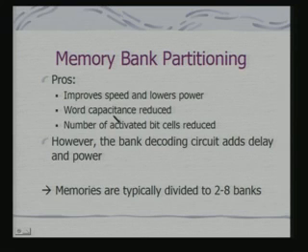So, what are the advantages therefore? Improved speed, because with a smaller bank I can access it faster. Word capacitance is reduced because you are accessing a smaller number of words. The number of activated bit cells is reduced. All these lead to what? Less power consumption, power efficiency. However, the bank decoding circuit adds delay and power, because I have got more decoding circuitry in place. But these advantages are typically much more than the disadvantages, and so you find that memories are divided into 2 to 8 banks in applications.